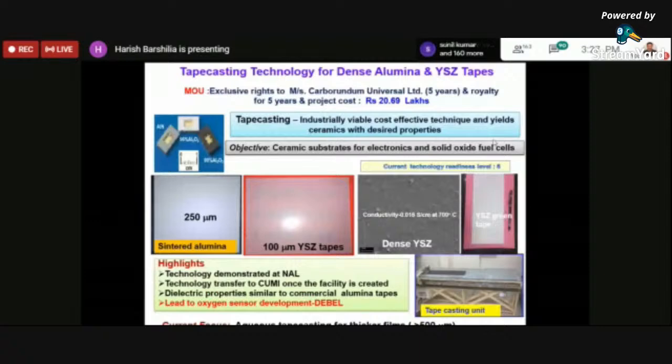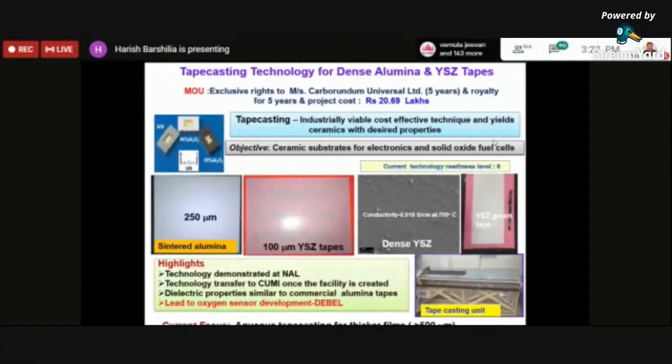For example, this here is the alumina substrate, which is used in substrate applications, mainly for high power electronics. For example, aluminum nitride and YSZ tapes are used for SOFC applications.